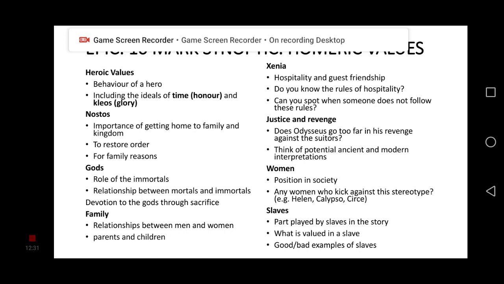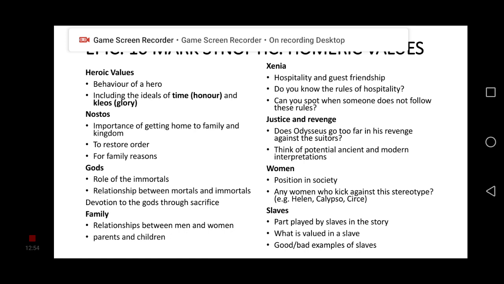Particularly important here is Pius Aeneas, remember dutiful Aeneas. You've got family relationships between men and women, parents and children are important. Xenia, we've looked at Xenia extensively in the Odyssey. Hospitality and guest friendship. Do you know the hospitality code? Do you know what people have to follow? Can you spot when someone doesn't follow the rules?